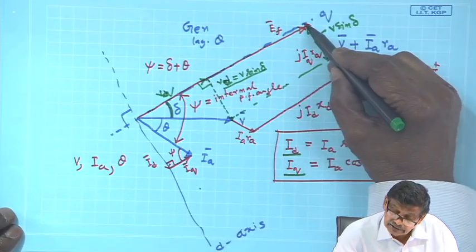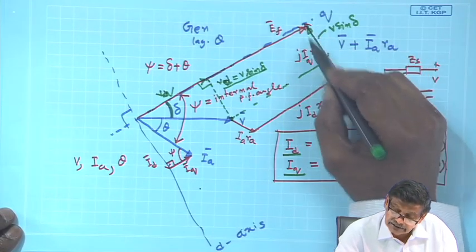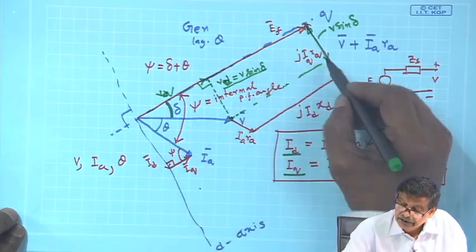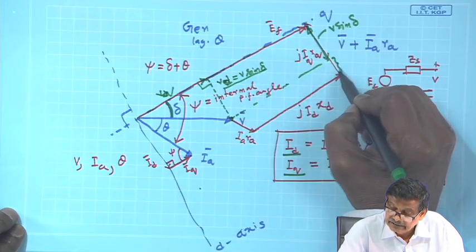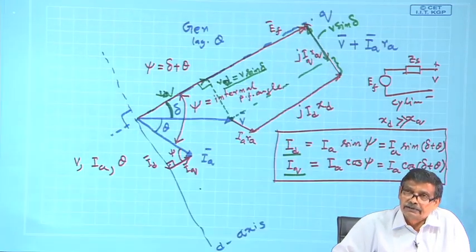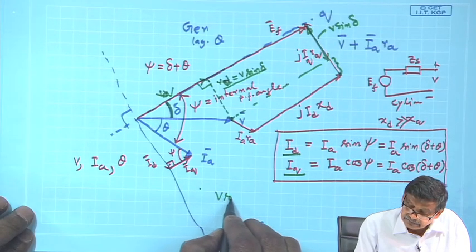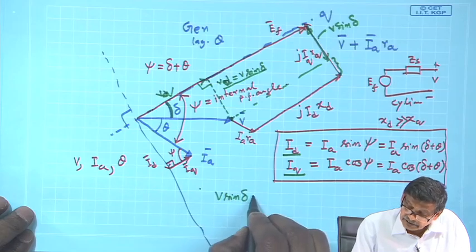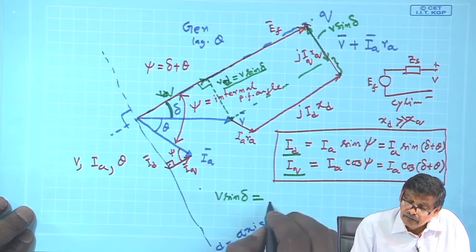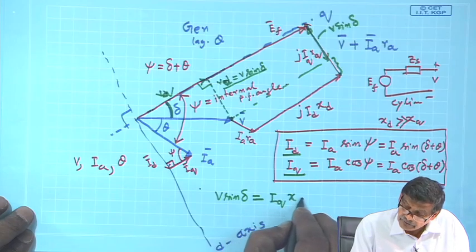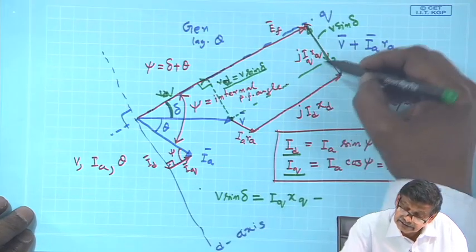V sin delta is this length, and this whole length is I q x q. So, from I q x q, if I subtract this length, I will get V sin delta. So, V sin delta must be equal to I q x q minus this length.